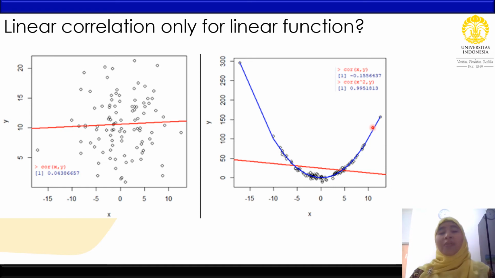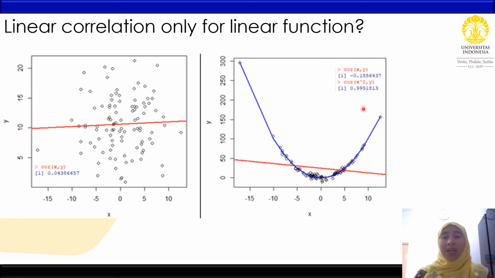If we think of correlation as how strong the relationship is between two variables, we might think that this is not a good result. Yes, it is not a good result because it says that the correlation is really low, but visually we can see that there is a really strong relationship between x and y. So, how do we get an agreement between those two statements?